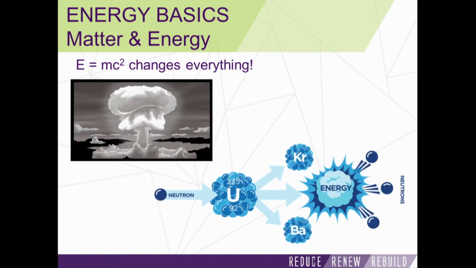In an atomic bomb, uranium atoms are broken into krypton and barium and neutrons. The mass afterwards is less than the mass before. Was the matter destroyed? No, it was transformed into energy.